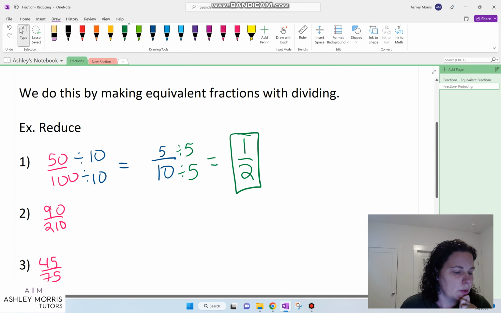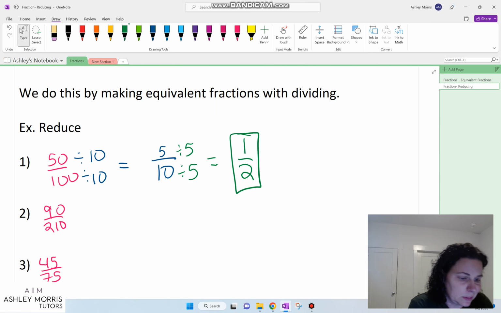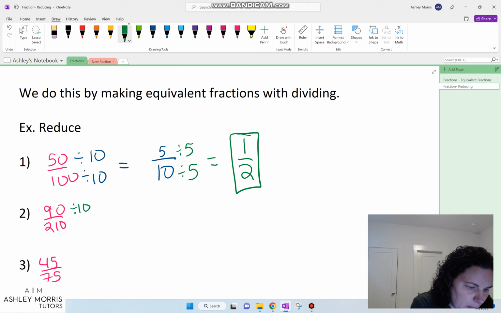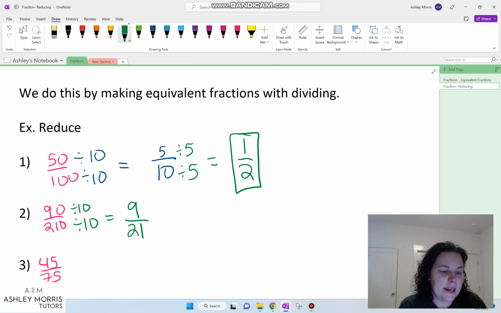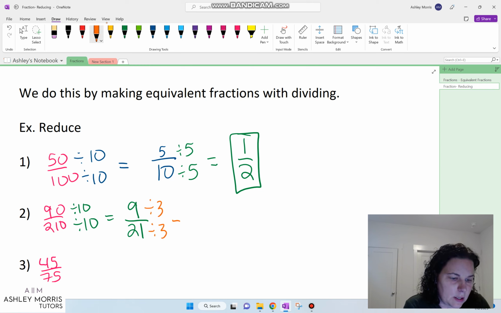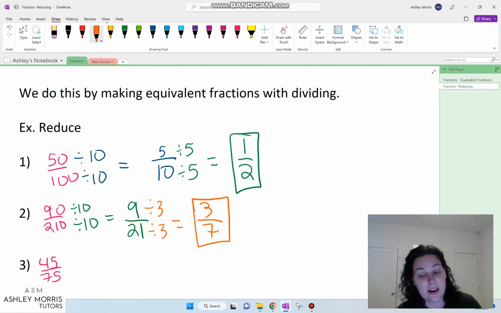So let's look at 2. 90 over 210. Again, they both end in a 0. So I'm going to divide by 10. Do it on the top and bottom. You get 9 over 21. 9 and 21. Those are both divisible by 3. Divide by 3. Divide by 3. 9 divided by 3 is 3. 21 divided by 3 is 7. And that is simplest form. I cannot reduce that anymore.